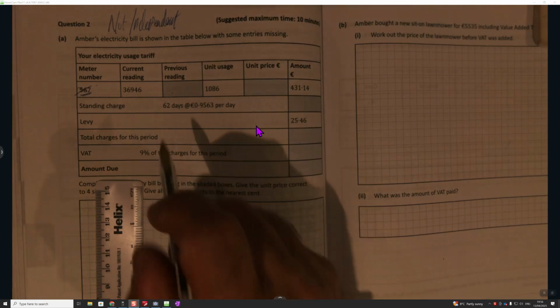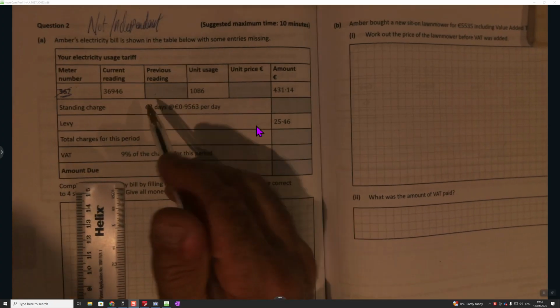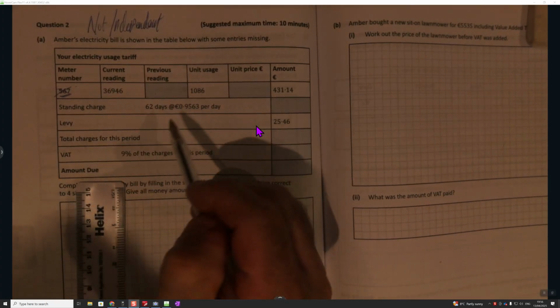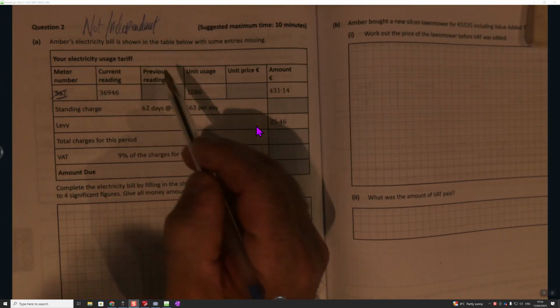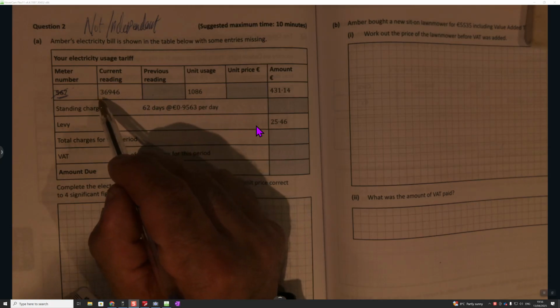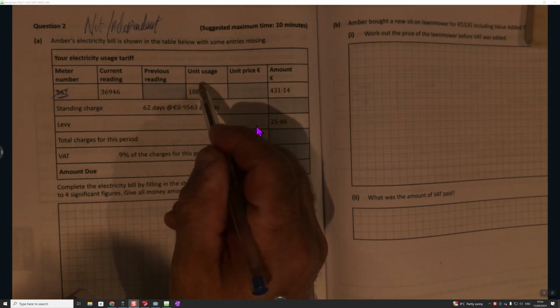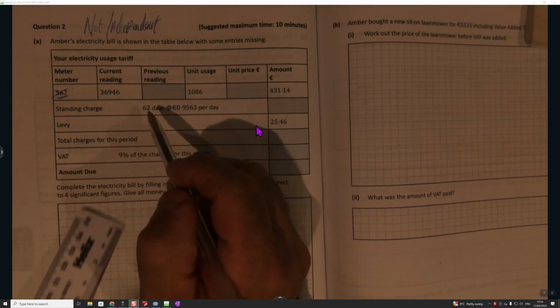Okay, welcome back. So we're doing question 2 of the edcob sample paper B. Here's an electricity bill that we need to fill in some blanks. Now the important thing is the blanks are dependent on the information that's already there. So in terms of the readings for the electricity, we can figure out quite quickly that the amount of units used is 1086 and the present or current reading is this number here. So we're going to subtract these values.